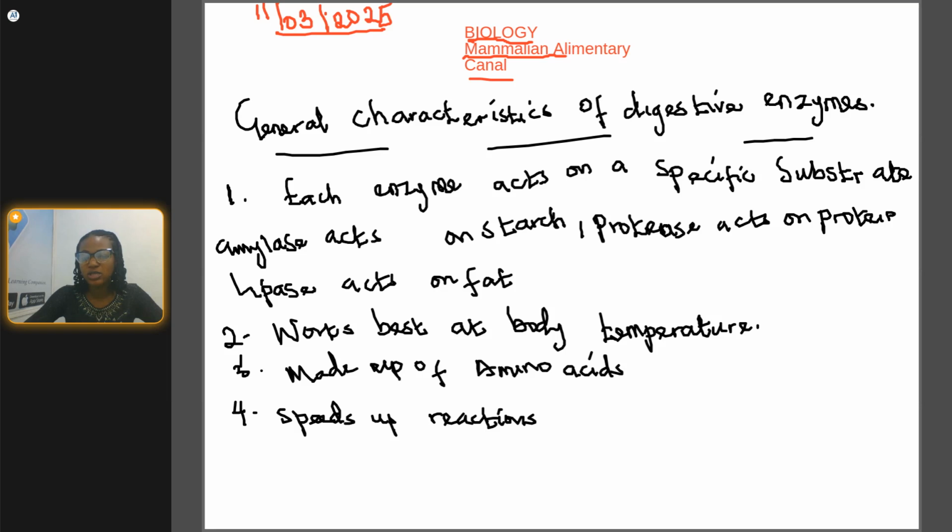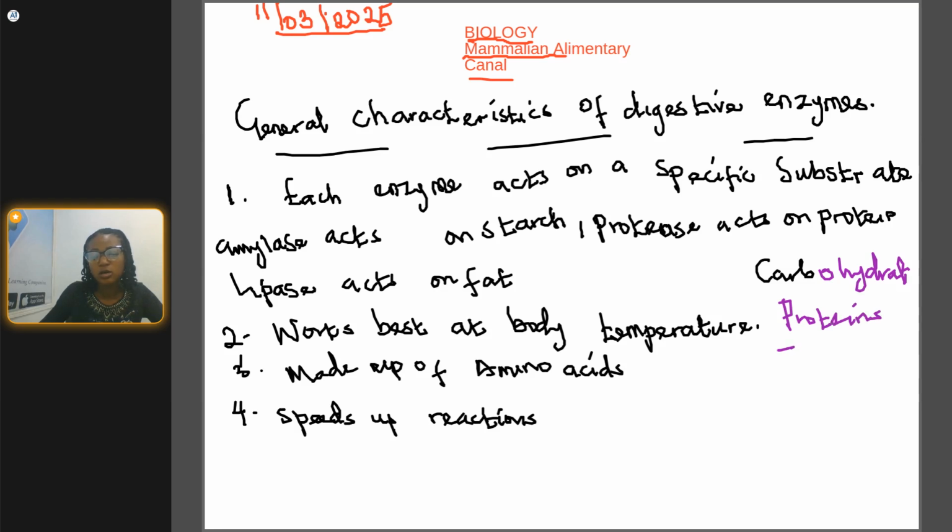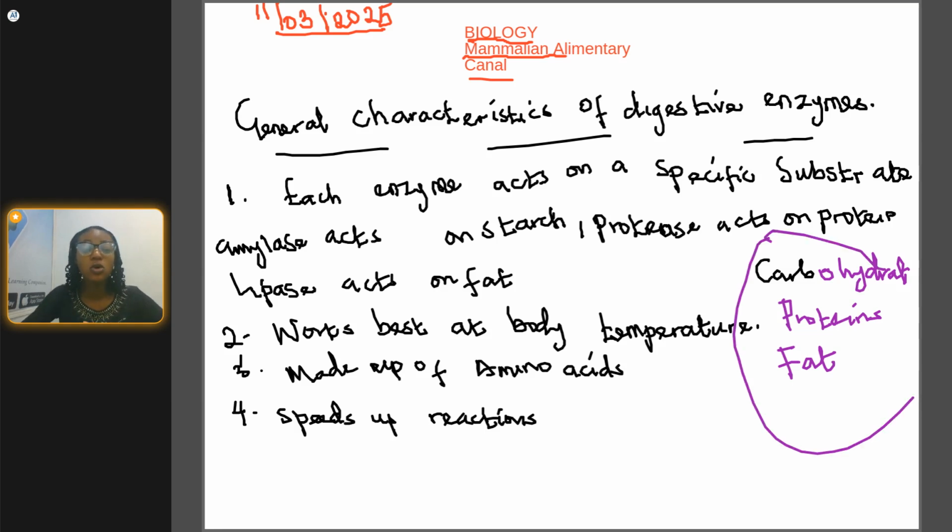So I'm going to be showing you a chart now talking about the different classes of food. Before we go into that, we are going to be looking at just three classes of food according to the UTME syllabus for 2025. So we are going to focus on carbohydrates, protein, and fats. These are the three classes of food we are going to focus on.